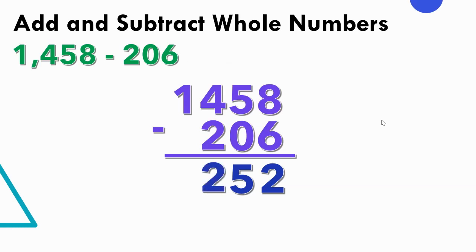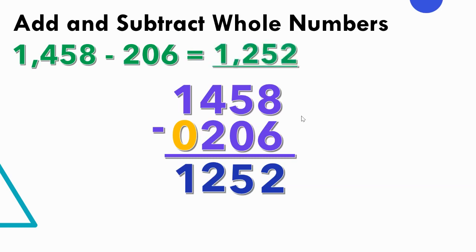And here you'll see in the thousands place, we have an empty space. So what we can do is place a 0 in that empty space, representing 0 thousands in the number 206. Now we can subtract 1,000 minus 0 thousands, which is 1,000. So 1,458 minus 206 equals 1,252.